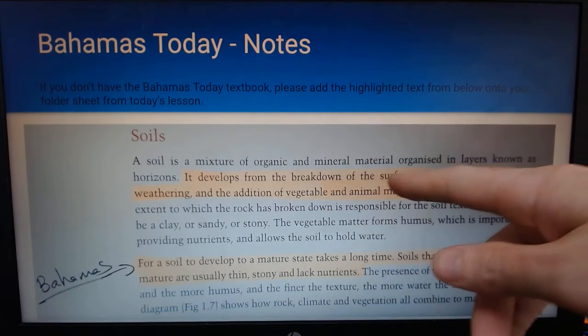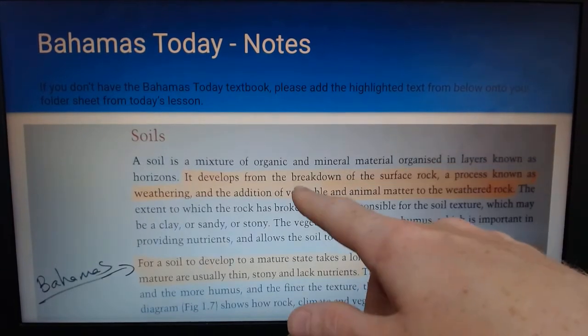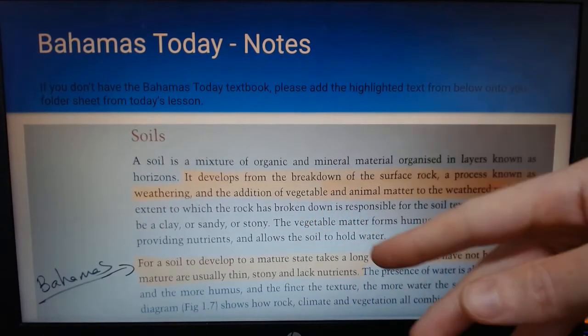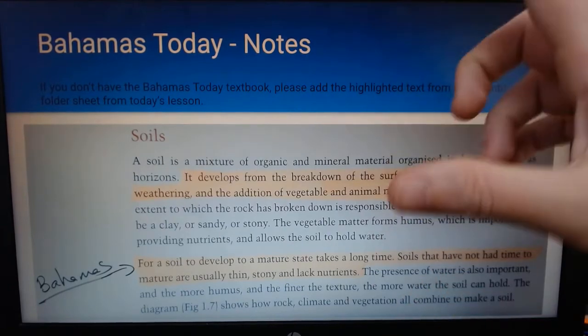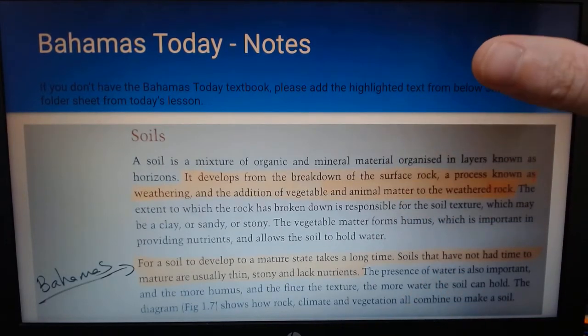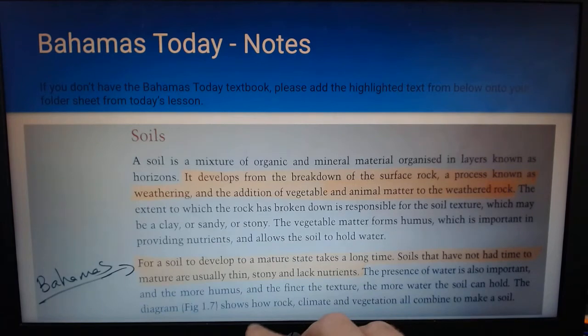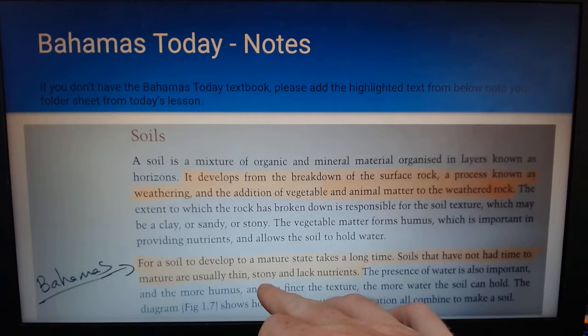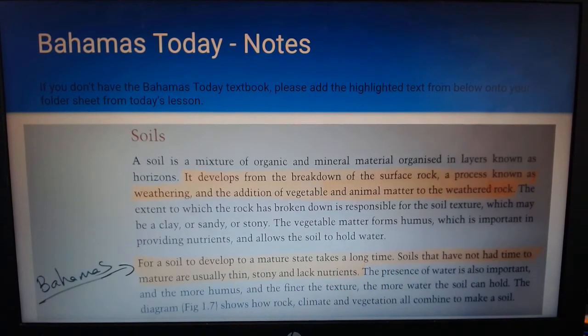So what you need to happen is you need this weathering and cycle of vegetation to happen again and again and again. Then that builds up a thick soil layer which you can then grow your crops in. It usually takes a while for this mature soil to form. Soils which have not had time to mature are thin and lack nutrients, and that is the Bahamas.